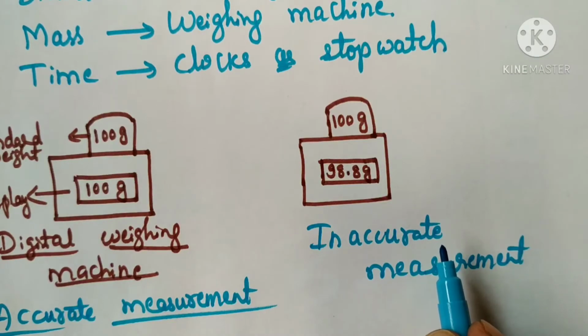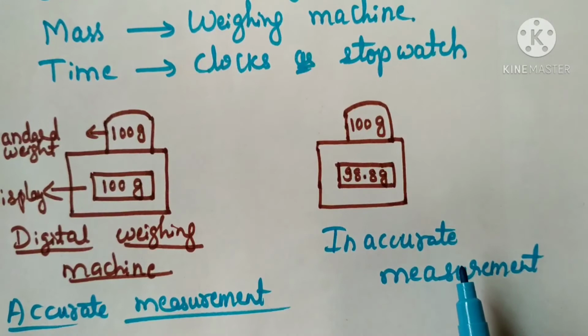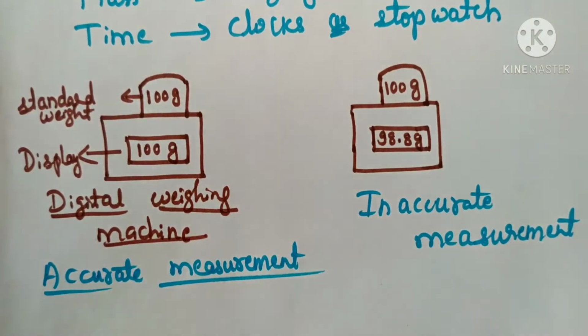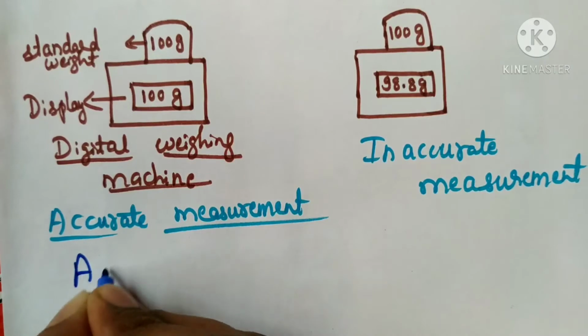So from these two I can say that the measured value of a physical quantity is said to be accurate if it is very close to the actual value of the physical quantity. So now let me write the definition of the accuracy. So let us see the accuracy definition.